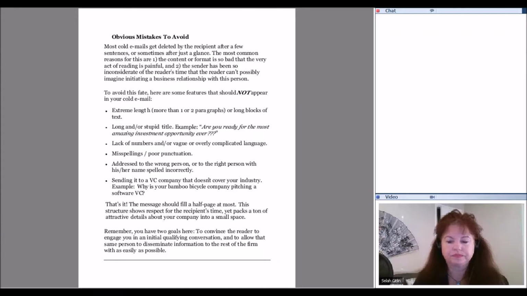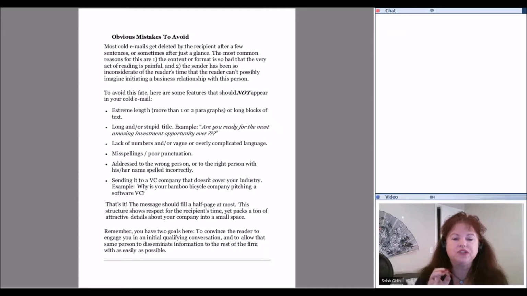Okay, now here's what not to do, right? I've told you what you should do, and here's what you should not do. First of all, obvious mistakes to avoid. Most cold emails get deleted by the recipient, the person who receives them, after a few sentences, or sometimes after just a glance. They look at them and boom. Or they don't like the subject line. Looks like spam. Oh, it went into the spam folder. Who cares? People don't waste time looking through spam.